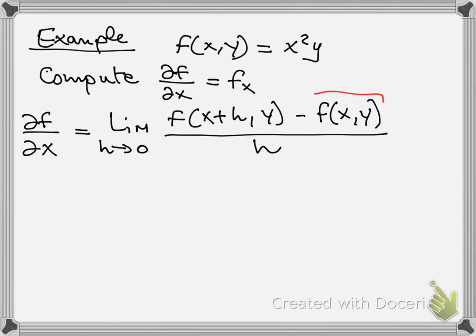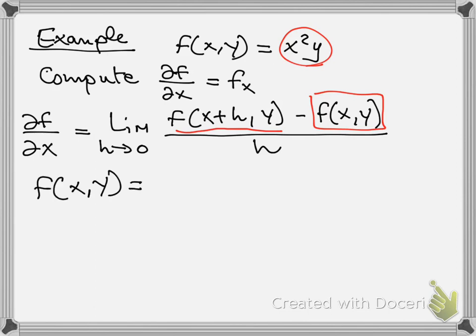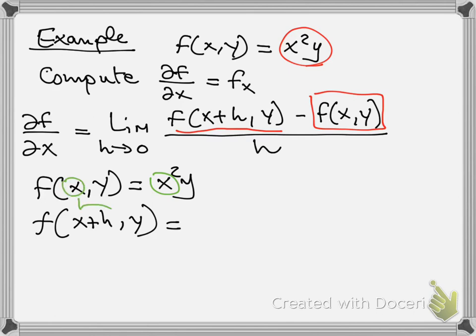So we know f of (x, y), this is f of (x, y). But we need to figure out what f of (x plus h, y) is. So f of (x, y) is x squared y. So then f of (x plus h, y). Here, you see guys, you need to replace this x by x plus h.